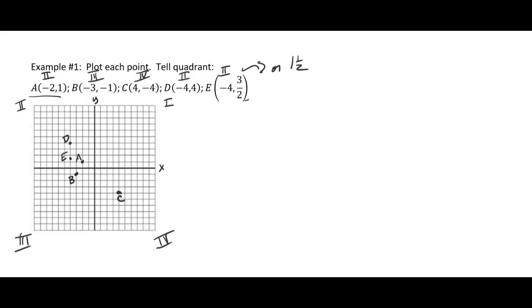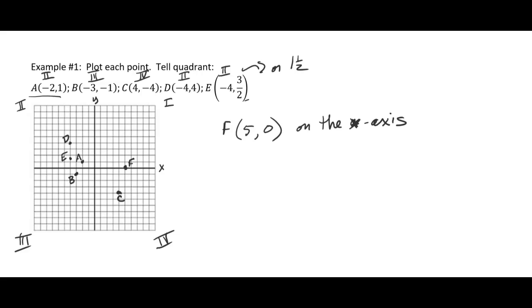Now, I don't have any points like this. Maybe it's on the next video. We'll see. But let's say I have point F that is (5, 0). And so you would count to the right 5, 1, 2, 3, 4, 5, and then you wouldn't go up or down any. And so that would be point F. It's not in a quadrant. We would say it's on the x-axis, or lies on the x-axis. We write it like that.